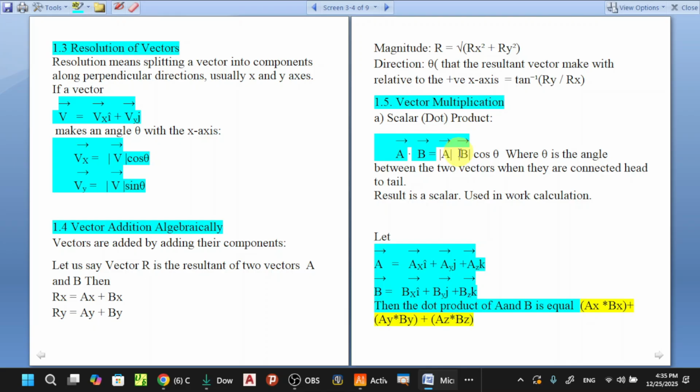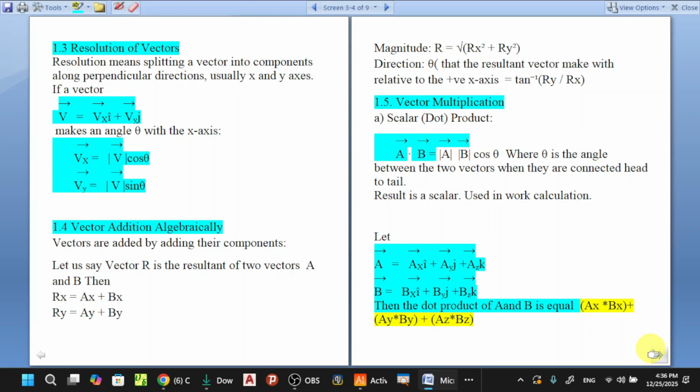cross product because it's not covered in grade 11 physics in the Ethiopian curriculum. So we are going to see just the dot product of two vectors. A dot B is given by the magnitude of A times the magnitude of B times cosine of theta, where theta is the angle between vector A and vector B. So the result is a scalar and is used in work calculation. Work is given by force dot displacement or distance.